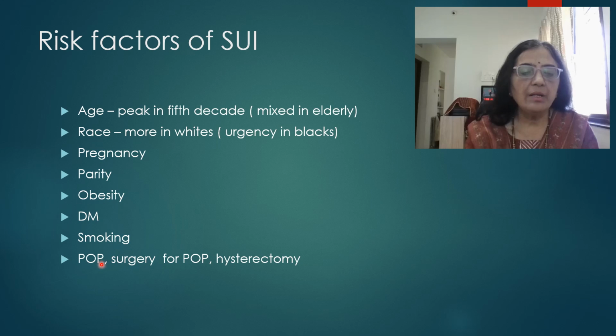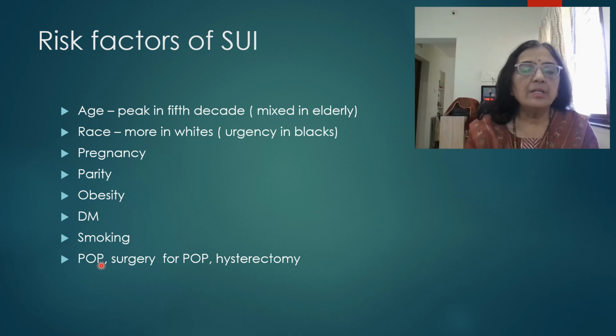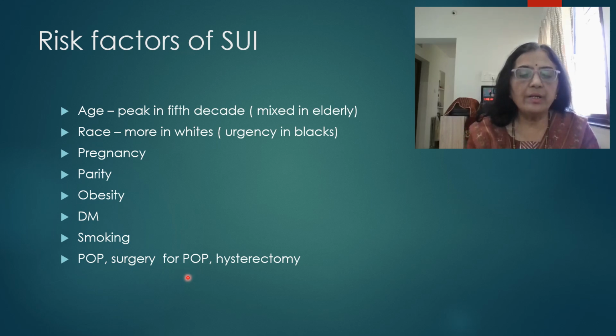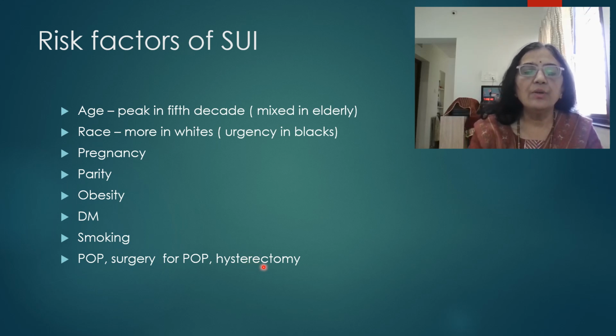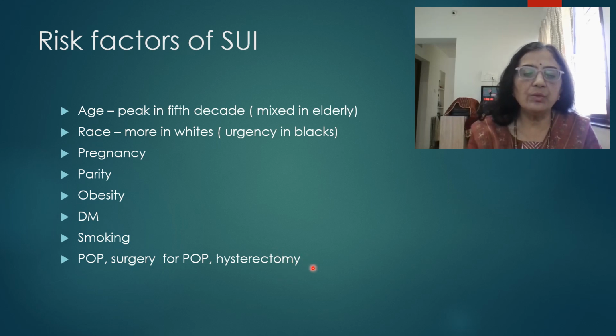Smoking is a risk factor. Pelvic organ prolapse itself is a risk factor, especially anterior compartment defect. Surgery for POP is a risk factor because SUI, which is occult before surgery, sometimes becomes overt after anterior colporrhaphy. And hysterectomy itself is said to be a risk factor because it sometimes leads to weakening of the supports of the anterior vaginal wall, leading to SUI.